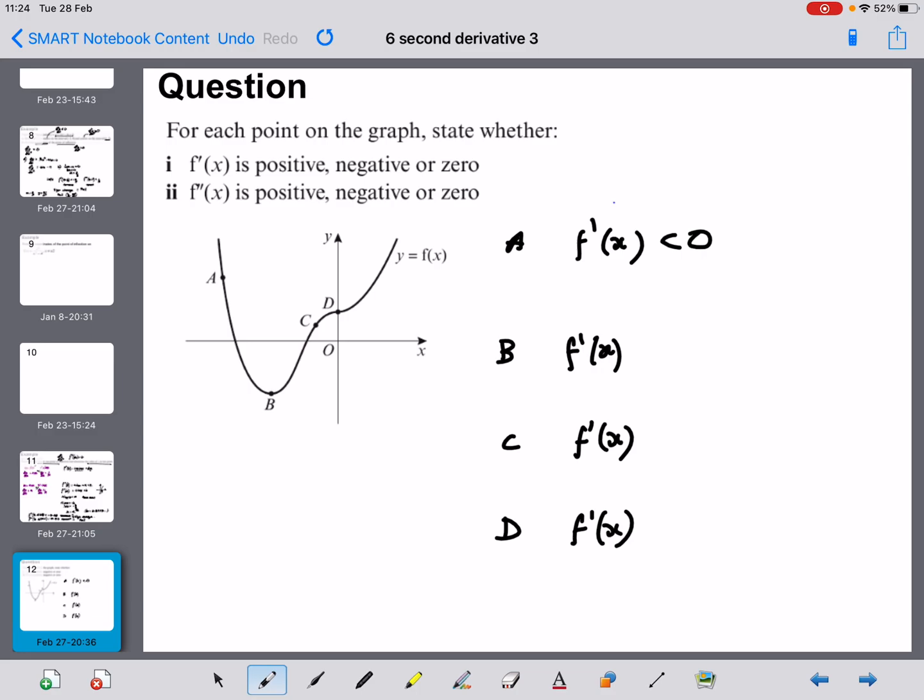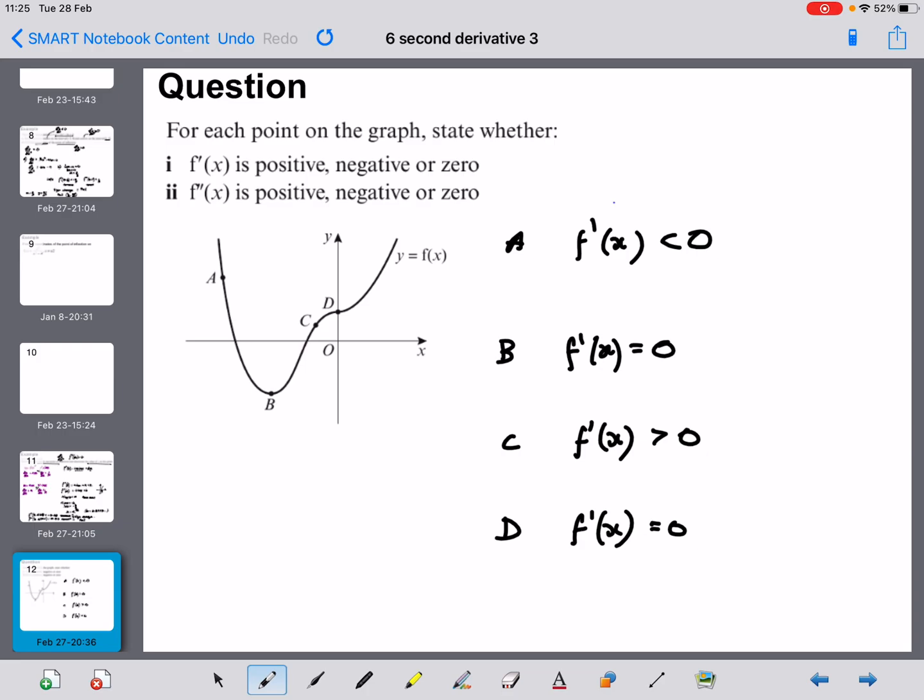At B, there is a turning point, so the value of the gradient function there would be equal to 0. At C, if we imagine a tangent to the curve at C, that would have a positive gradient, so therefore the gradient function has a value that is greater than 0. And at D, if we imagine a tangent to that, that would be horizontal, so it would be parallel to the x-axis. That would be equal to 0.